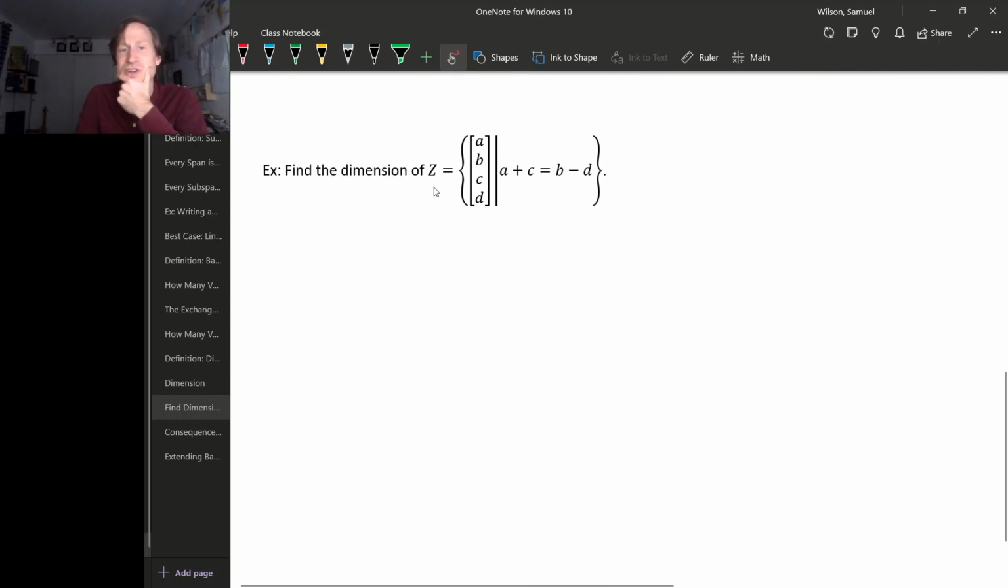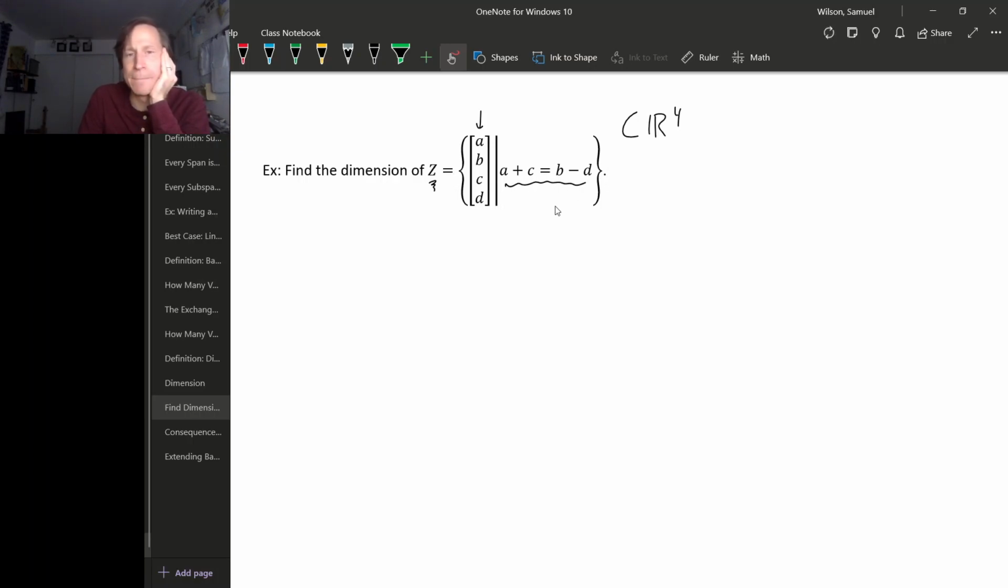All right, one final example. Let's find the dimension of this subspace, Z, which is all of the vectors, these are all in R4 of course, whose entries satisfy this equation. All right, well, what could we do? Just the way that this is expressed, we don't have it as nicely set up as a span as in the previous two examples. So we're going to have to somehow take advantage of this equation.